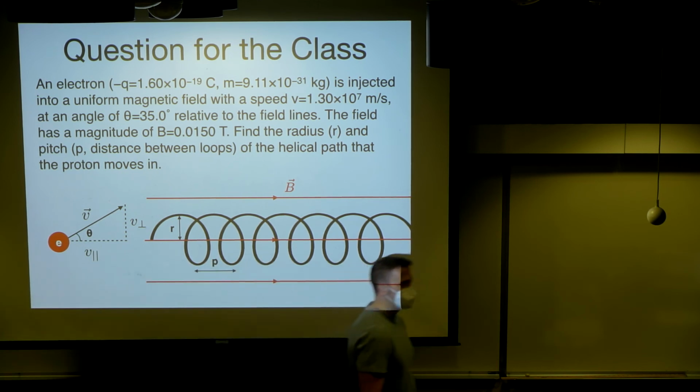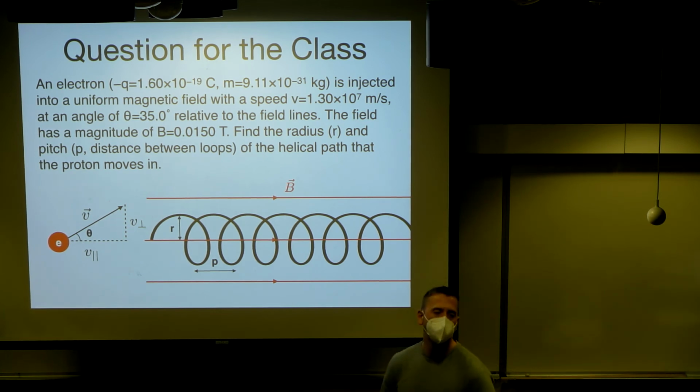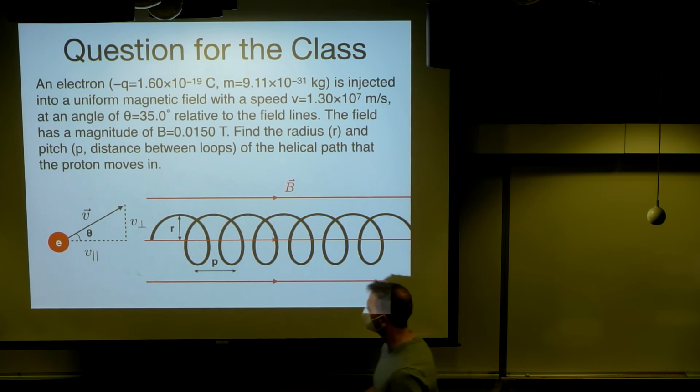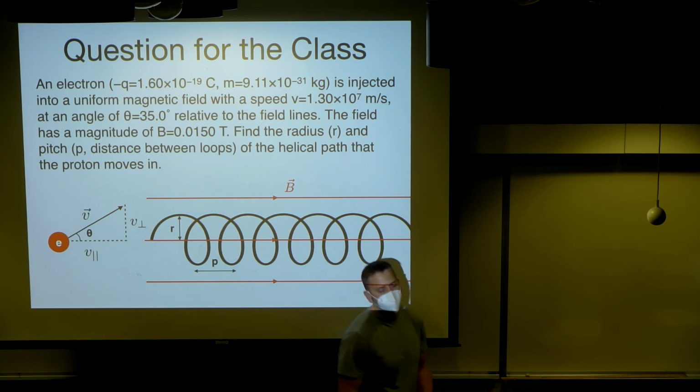Let's start by going over the radius part, everybody. Does anyone have an answer for this? It's in millimeters. 2.8. Yeah, something like 2.8 millimeters would be the radius of these loops. So it's a pretty tight spiral. Let's see how that works.